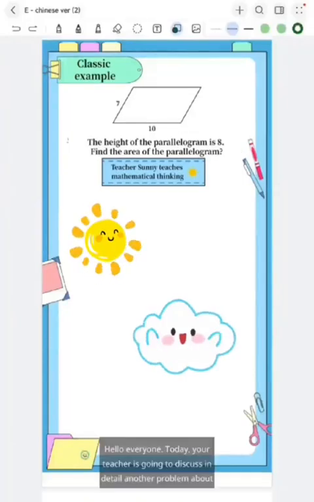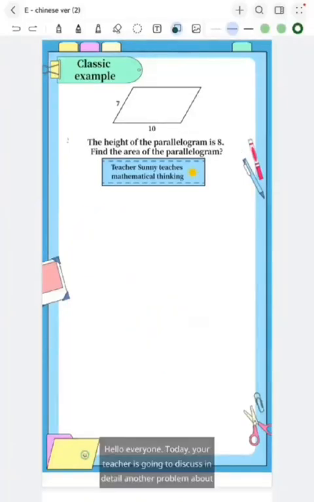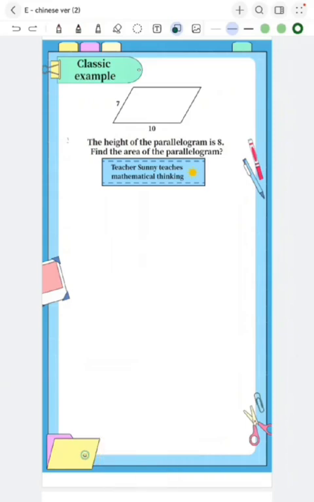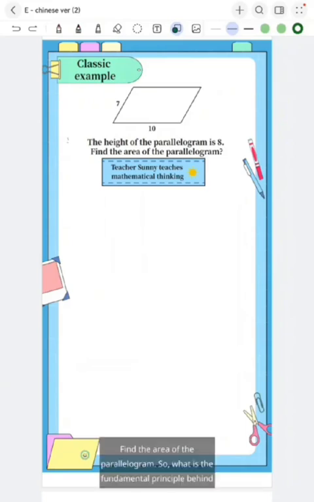Hello everyone. Today your teacher is going to discuss in detail another problem about the fundamental principle behind area. Now let's take a look at this question together. The height of the parallelogram is 8. Find the area of the parallelogram. So, what is the fundamental principle behind calculating area?